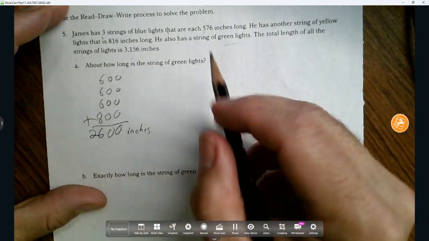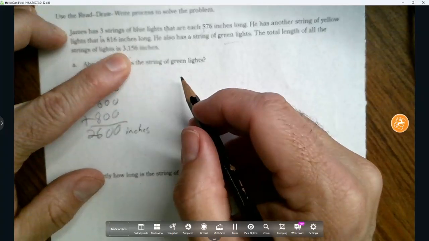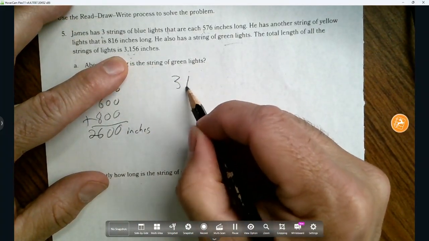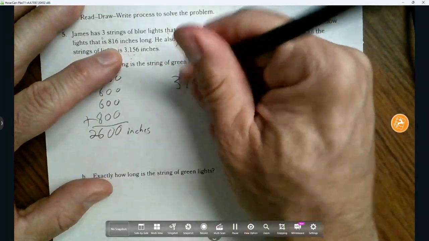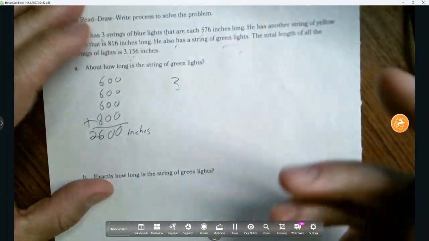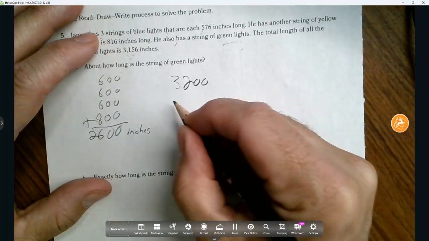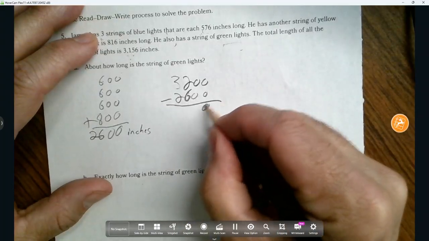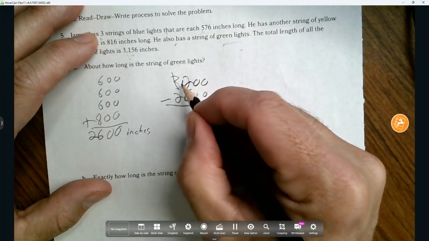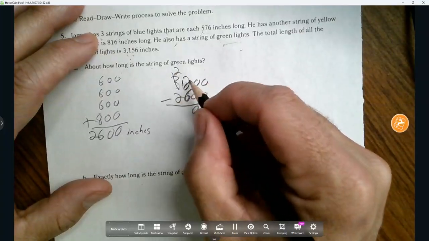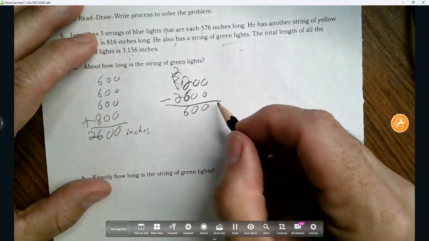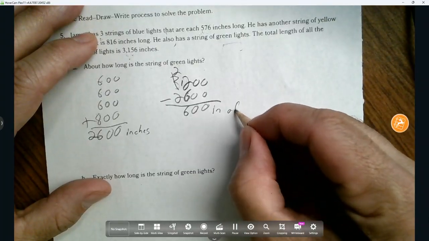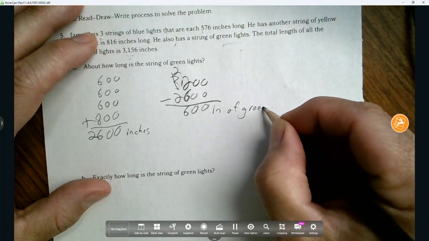Well, we know this is the total inches. So we're going to round that to the nearest 100 to keep us about with what we're doing. Oops, my mistake. That's going to round to about 3,200 inches minus 2,600 inches. So 0, 0. Change that to a 12. This will be a 2 now. So 12 minus 6 is 6. So our estimate for the green lights is about 600 inches. We'll put green because it's green lights.